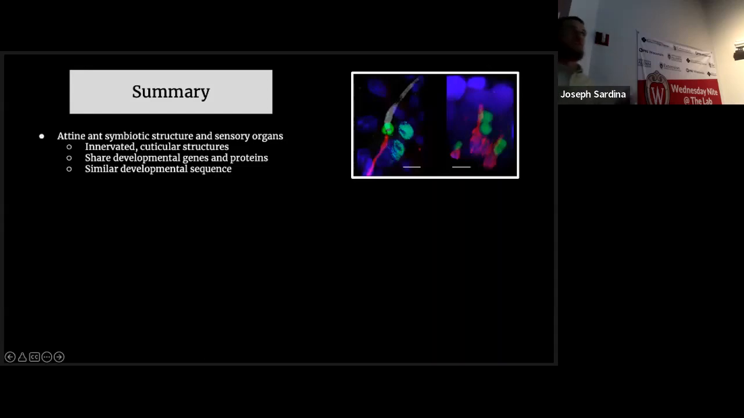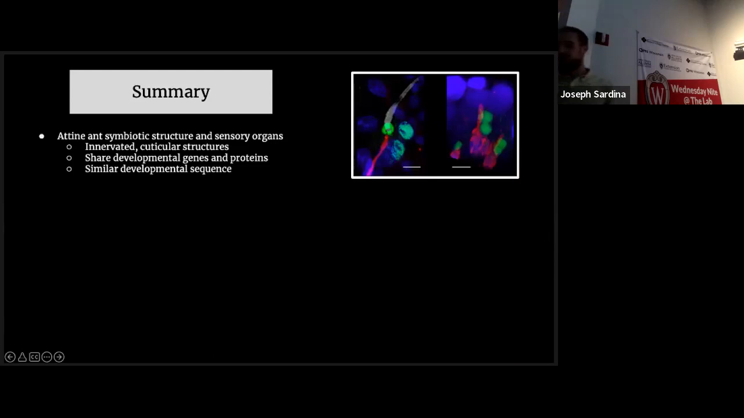And then lastly, as a non-genetic approach, I would like to do some sort of functional analysis of the innervated symbiotic structure, something like single sensillum recording. This is what I'm showing here in this image. This is done all the time in sensory organs. Because the sensory organs are innervated, you can stick an electrode in a single sensory organ, expose it to some stimulus, an odor or whatever stimulus you choose, and measure the electrical activity of that sensory organ.